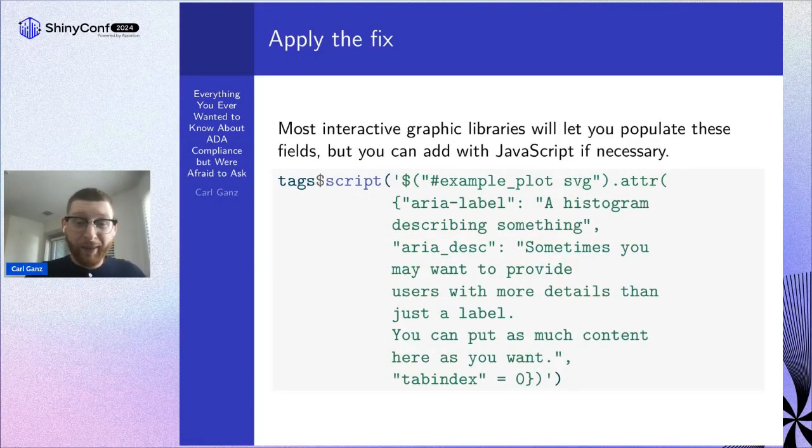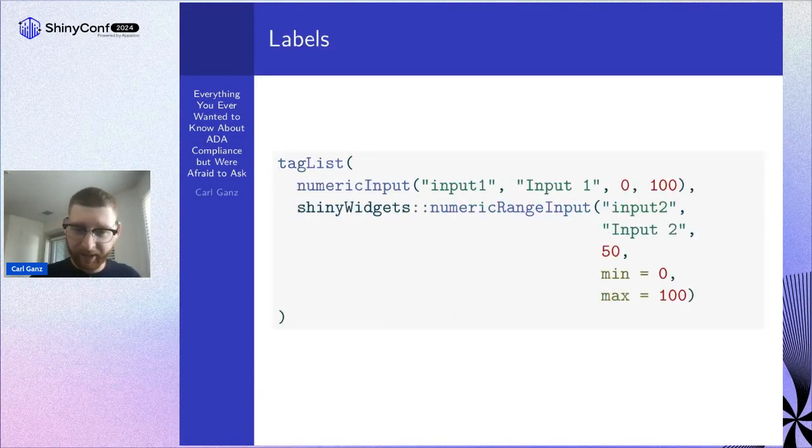If you wanted to dynamically apply this metadata, here's a little bit of a jQuery example of how to apply it. It's just using a jQuery selector to find an SVG inside of this ID, the container ID, and then adding the aria label, aria description, and tab index metadata, which I will get into in a little bit more detail in a moment.